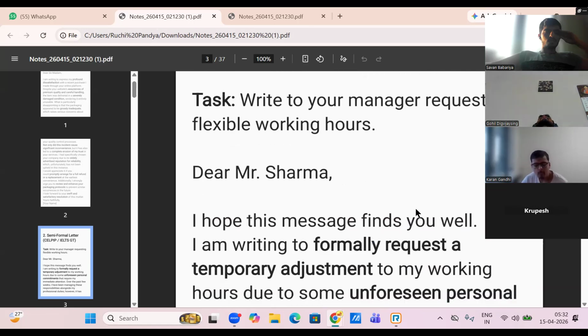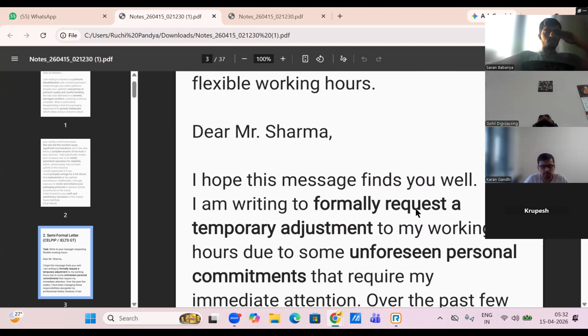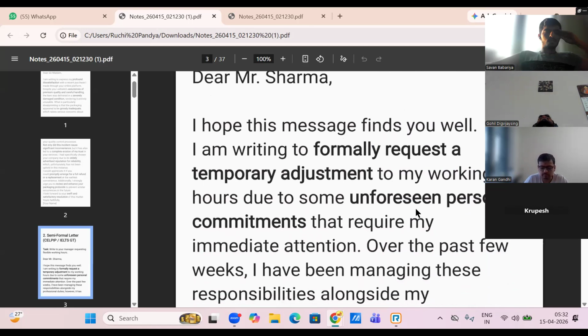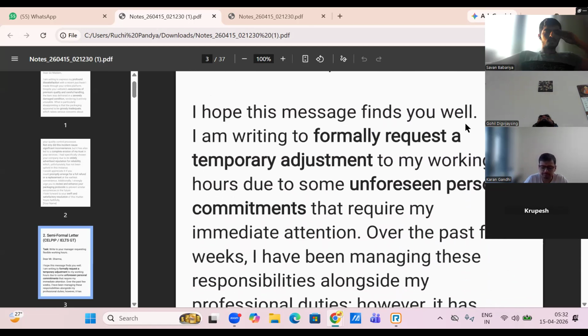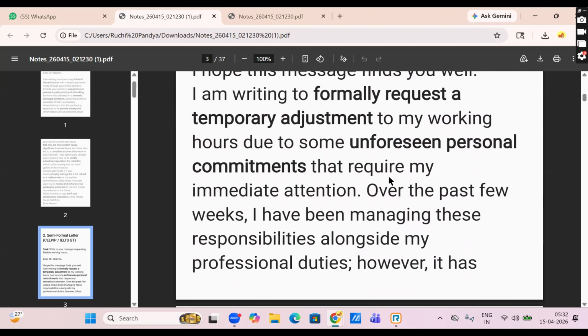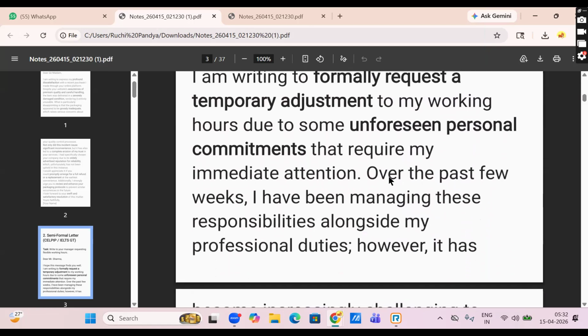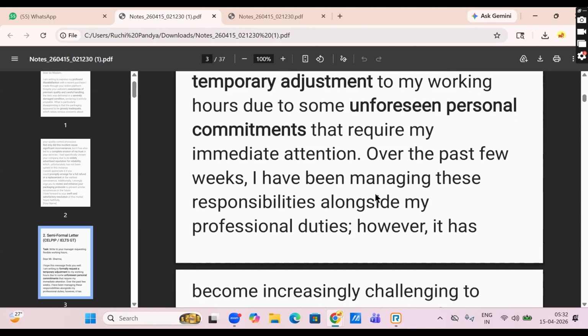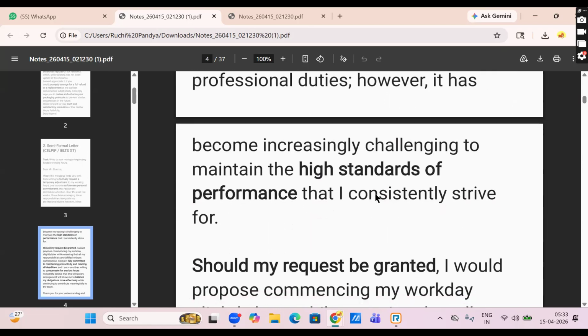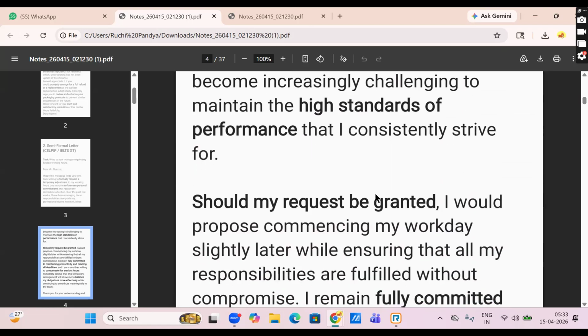Dear Mr. Sharma, I hope this message finds you well. I am writing to formally request a temporary adjustment to my working hours due to some unforeseen personal commitments that require my immediate attention. Over the past few weeks, I have been managing these responsibilities alongside my professional duties. However, it has become increasingly challenging to maintain the high standards of performance that I consistently strive for.